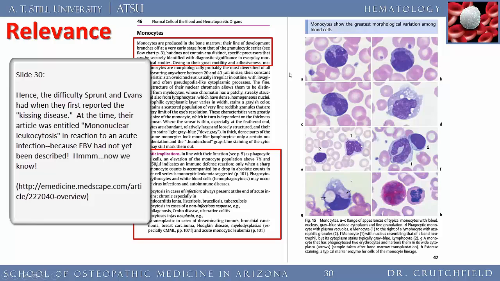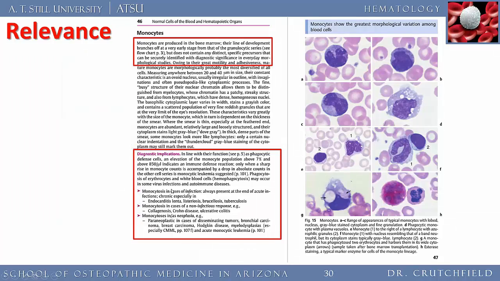So I'm looking at a peripheral smear. There's nothing on a monocyte that lets me look at it and say, wow, that is a monocyte 100%. There's nothing on it that makes it totally distinct. So why do we care? Well, we've already spoken about monocytosis in cases of infection, always present at the end of an acute infection or in chronic infections like endocarditis.